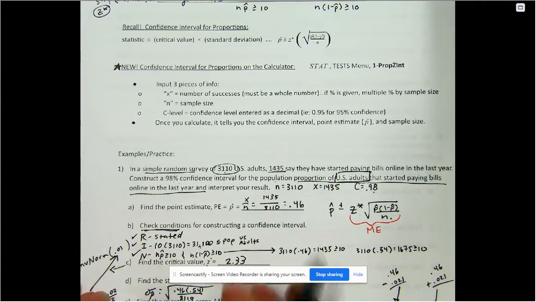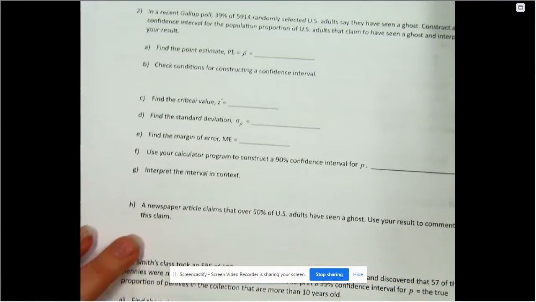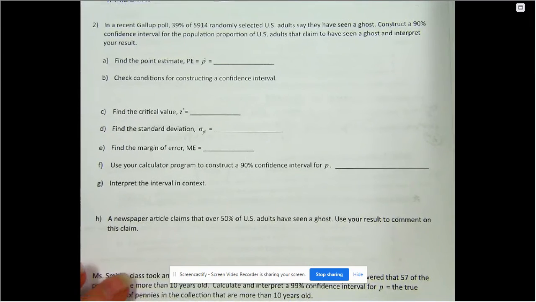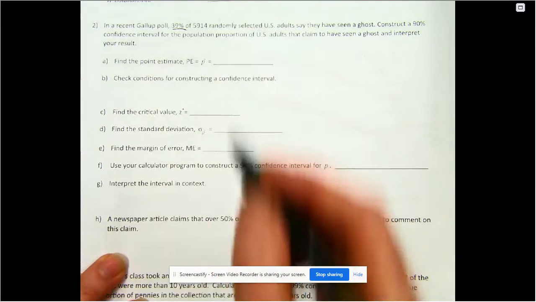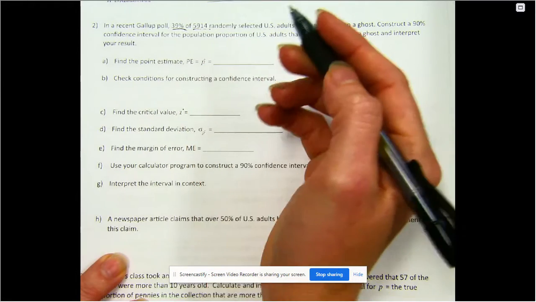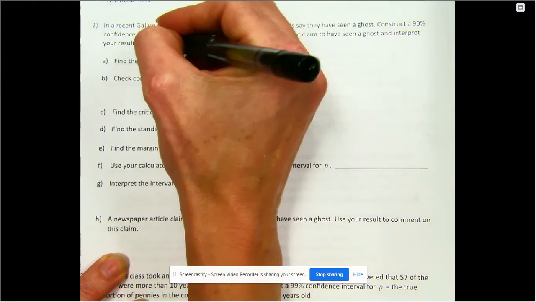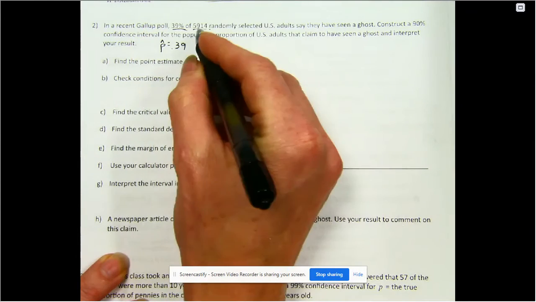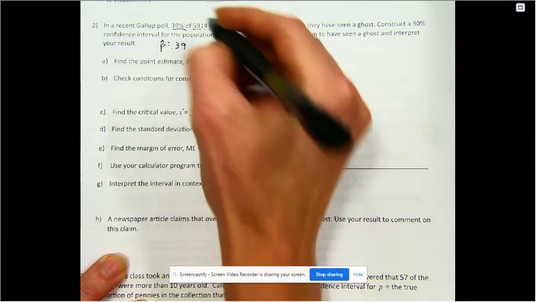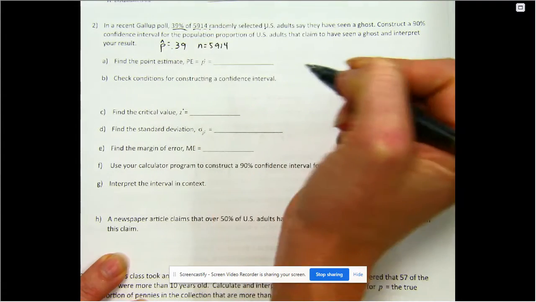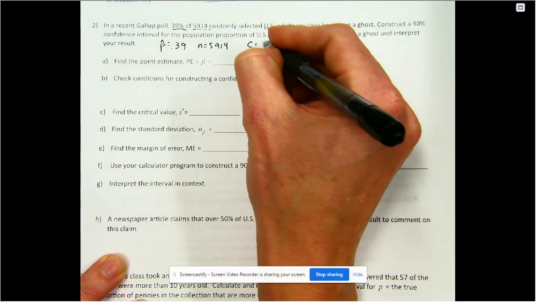Let's do one more by hand and then we'll do them both on the calculator real fast. All right, one more. Get really good at this. In a recent Gallup poll, 39% of the 5,914, so that gives us our 39% is going to be our p hat of our selected U.S. adults. So that means our n is going to be 5,914. Construct a 90% confidence interval.